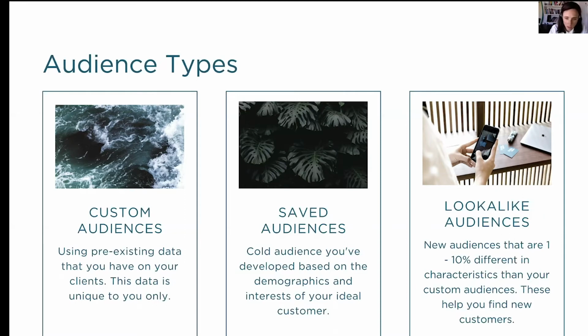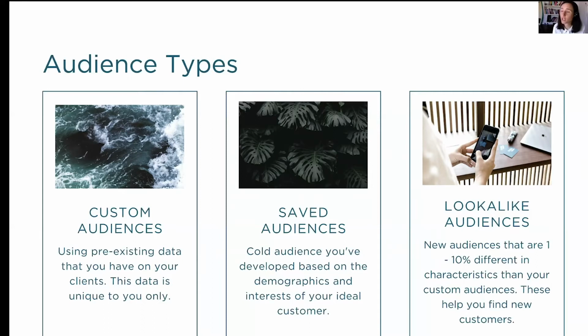The next one is saved audiences. This is what I like to call a cold audience. You've developed this based on demographics and interests of your ideal customer. That's you sitting down, a bit like making a marketing plan: this is who I want to target, this is their age, this is what they're interested in, this is the job that they have. They used to be able to go as far as targeting people with a certain income threshold. I think they've changed that now.